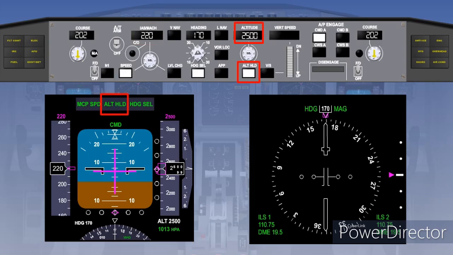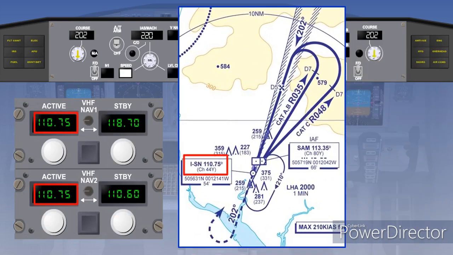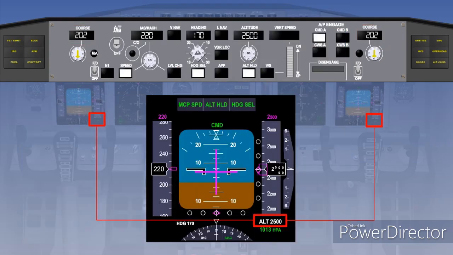Altitude hold will maintain the mode control panel height, with heading select controlling the mode control panel heading. From the instrument approach procedure, the crew will obtain the instrument landing system or ILS frequency to set on the VHF navigation radios and the inbound course to set on the mode control panel courses. The other thing to take note of is the radio altitude indication in the bottom right-hand corner of both primary flight displays, as this triggers some of the changes during the approach.